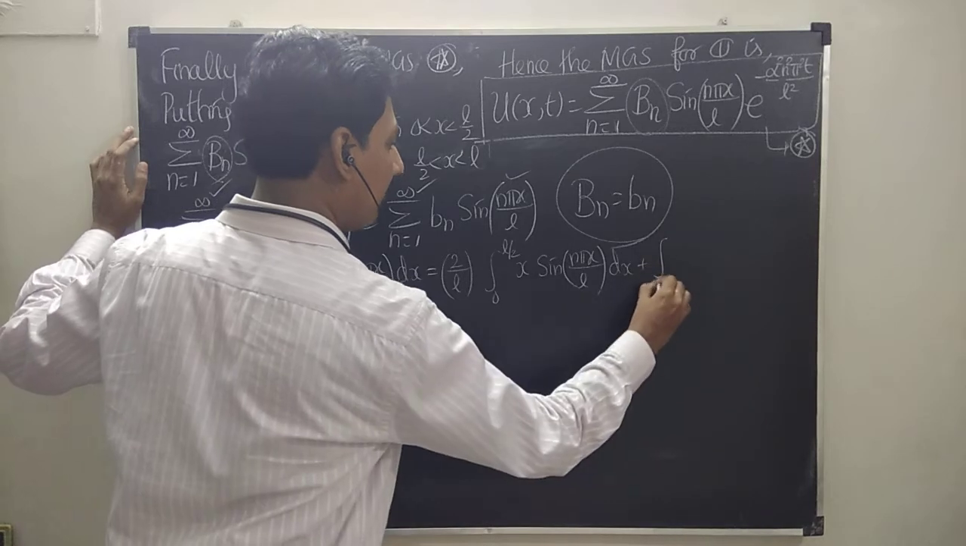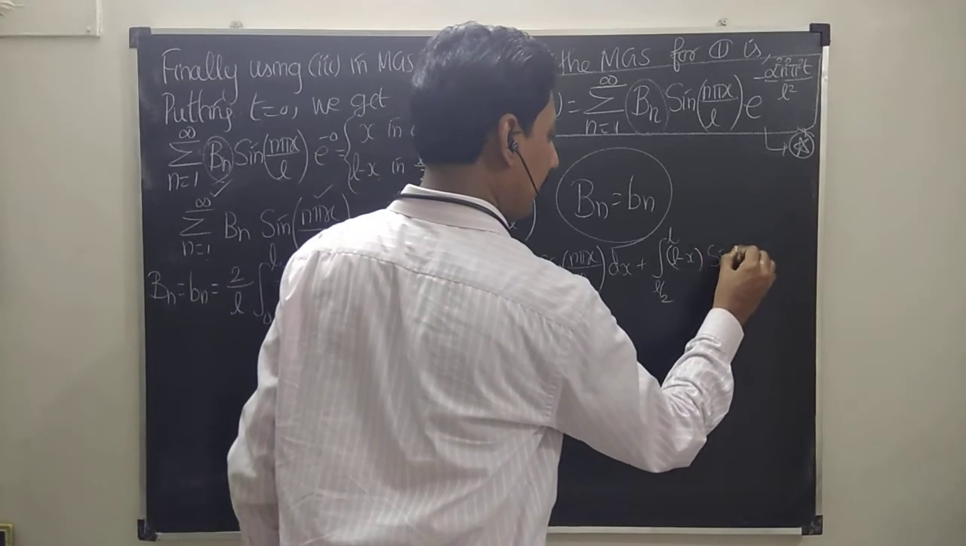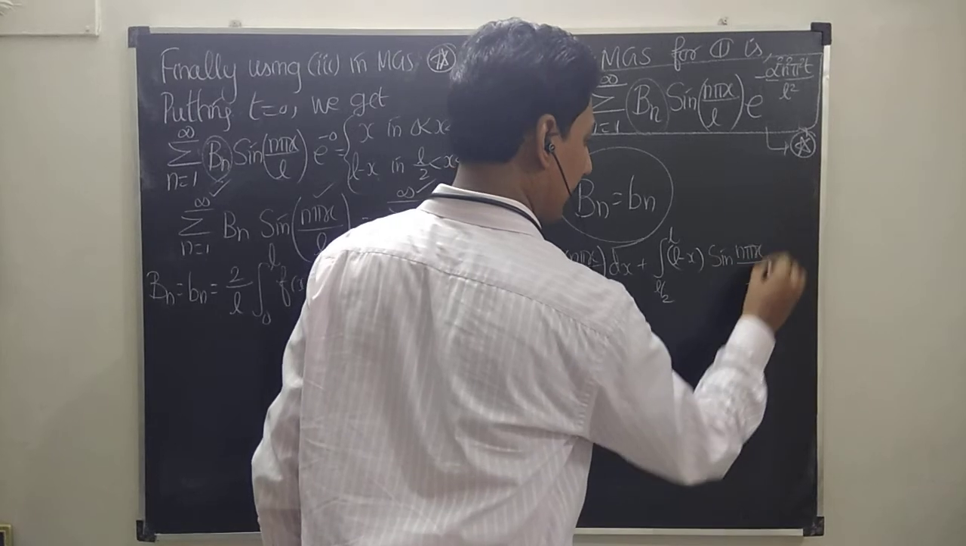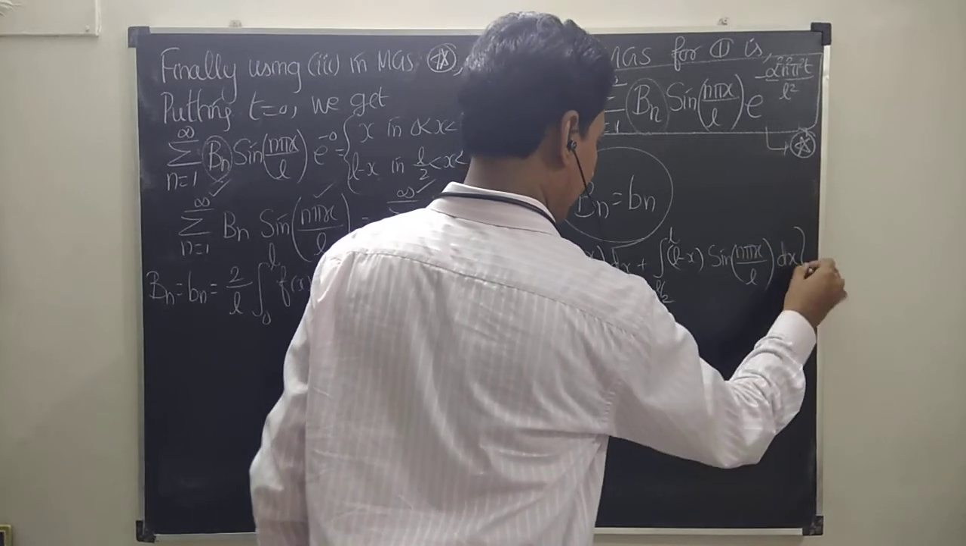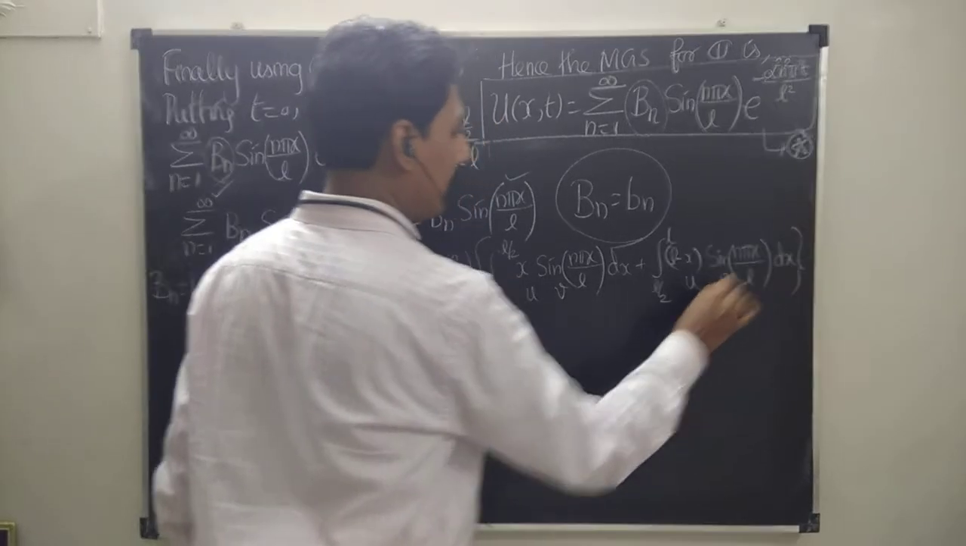The second half is L by 2 to L, where it is L minus x, sin n pi x by L dx. Is it clear? So we can divide this into two separate integrals and apply the Bernoulli formula. You will get the answer.